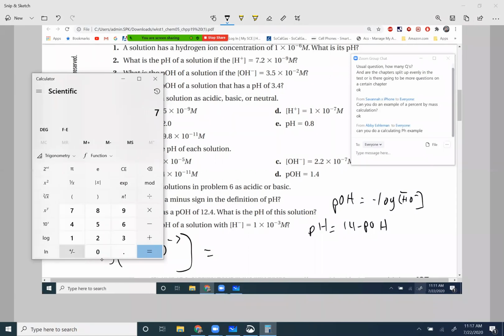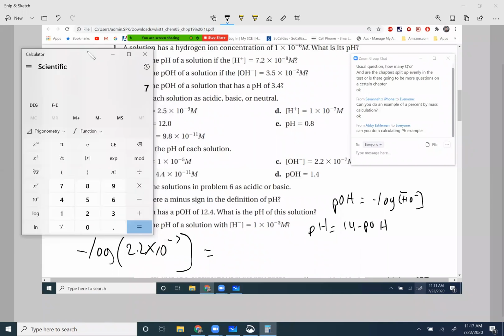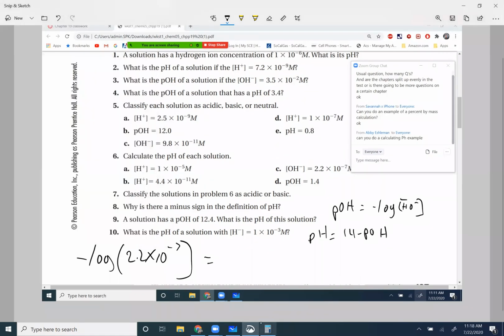So remember, we start off with the number, the exponent first. So we're going to do 7. We're going to make it negative. Then we're going to do 10x. Then we're going to multiply that by 2.2. And then we're going to hit the log of that. And then we're going to hit the negative sign, just to get rid of the negative sign. And it says that the pH is 6.65 or 6.66. I'm just going to say 6.7.